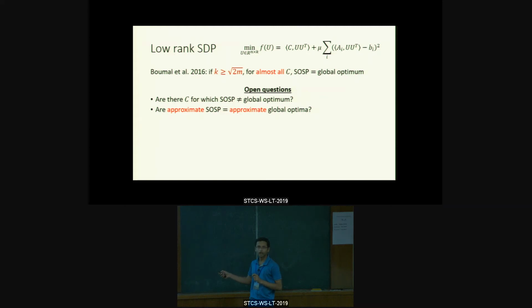As a proof, they are able to show only almost all, but they don't really exhibit whether this C is not empty or maybe it's empty. So they don't answer that question. So that's the first question.